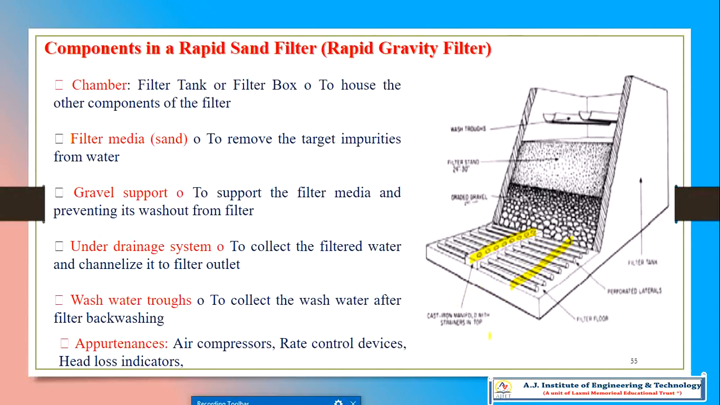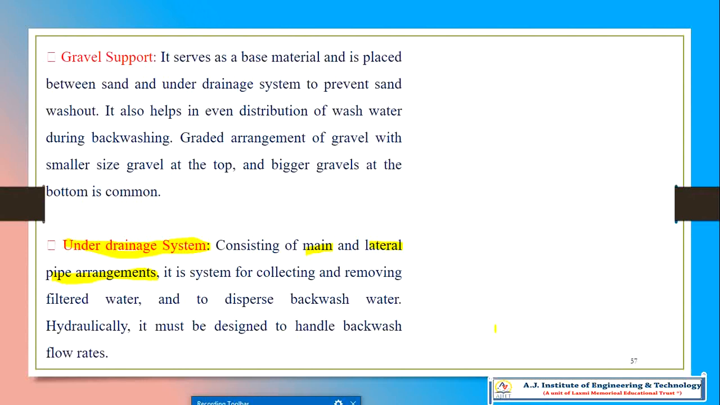Now the lateral pipe is a system for collecting and removing the filtered water, and it disperses the backwash water hydraulically. It must be designed to handle backwash flow rates. That has to be designed here. That is about our under drainage system.